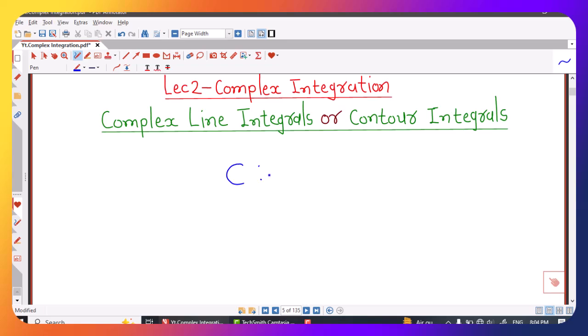And as we have discussed, if we are given a contour in the complex plane, then we can represent it in the parametric form in this way: z equal to x(t) plus i times y(t), where t lies between two real numbers a and b. So in short, we can write z as a function of one variable t.